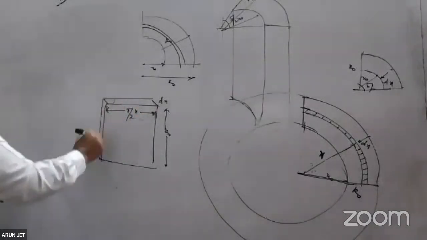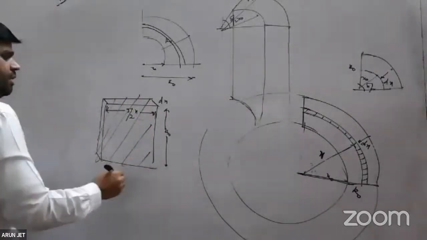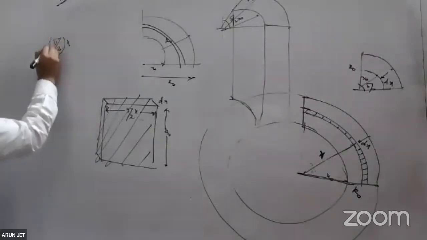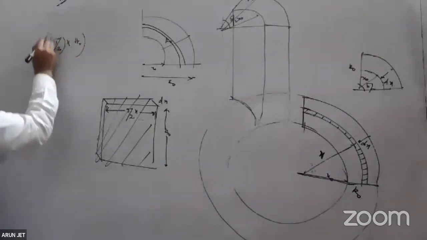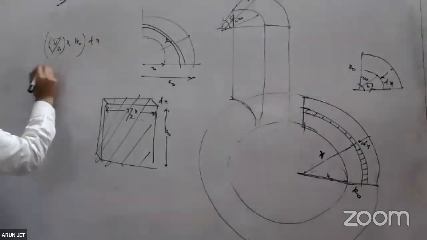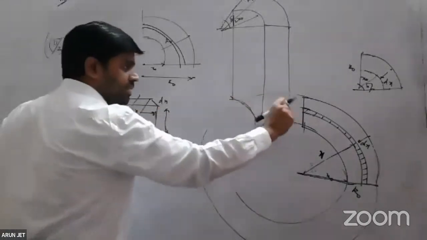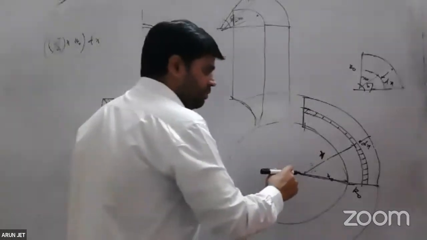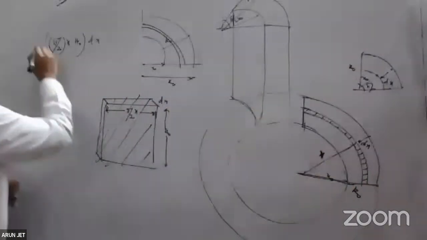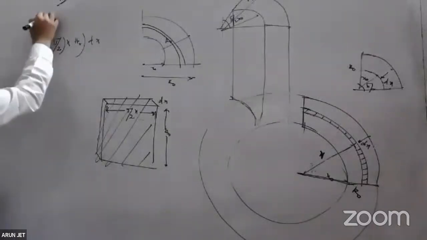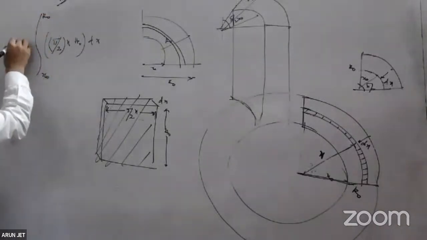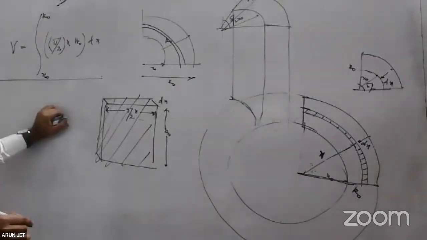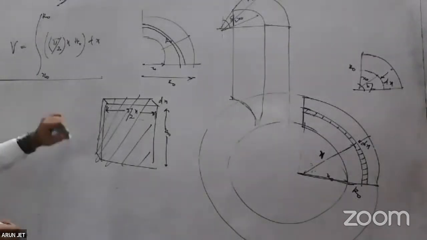Now I find the volume. What will be its volume? pi by 2 into x into h into dx. I got the volume of this particular sheet, thin sheet, infinitesimal sheet. Now where is it spanning from? From x0 to r0. So I integrate this from x0 to r0. I get the volume of the required portion.